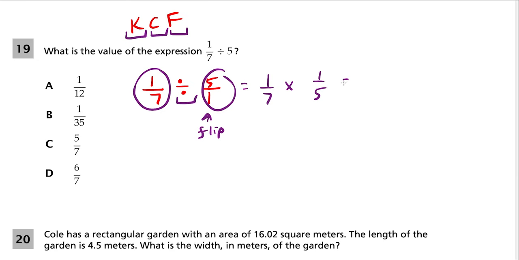Now when you multiply fractions, you're doing the product of the numerators over the product of the denominators. So 1 times 1 is 1, over 7 times 5 is 35. So 1/35 is our answer, choice B.